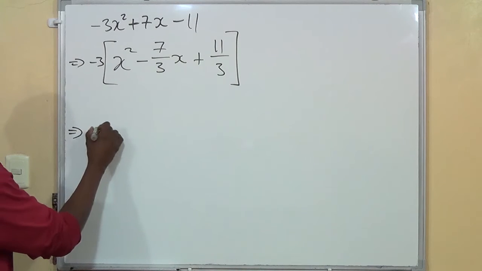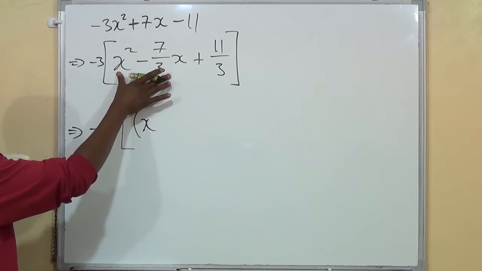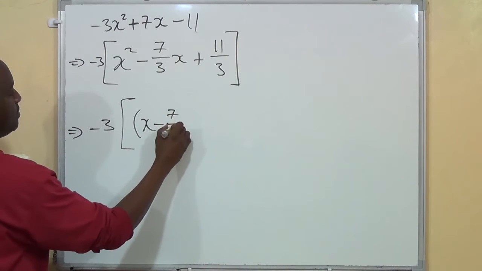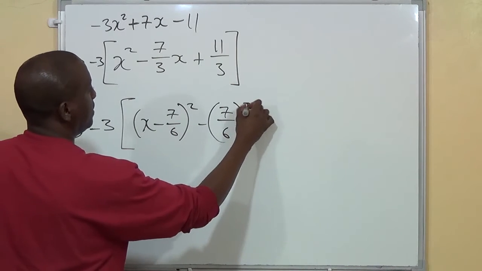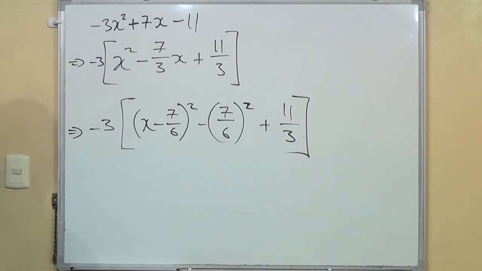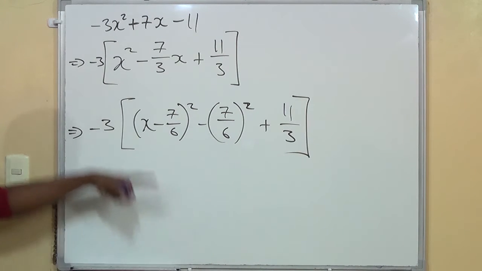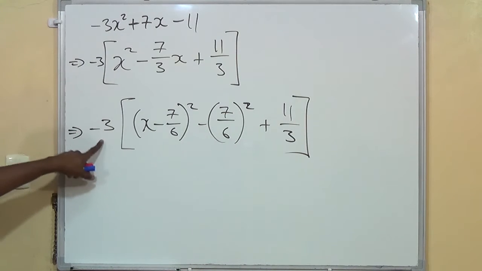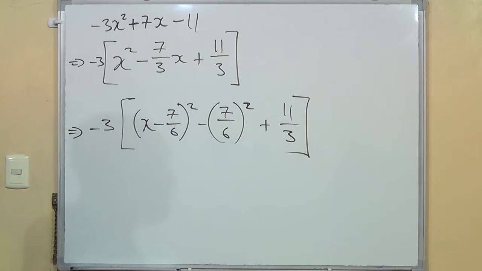So we continue. You have minus 3 into, and we're taking this now and we're expressing it as a difference of two squares. So we get x minus 7 over 6 squared minus 7 over 6 all squared plus the same 11 over 3 that you have there. So from this point, the working will proceed as normal, where you have a coefficient of 1 for x squared. Remembering, of course, that we have minus 3 on the outside, which we will multiply back by everything inside here at the very final stage.